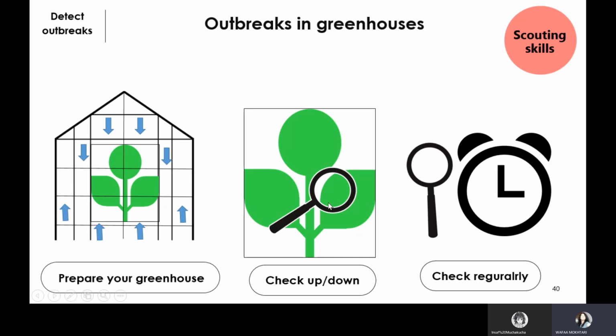Check up and down. Sometimes we have this kind of thinking that if we check only down or only up on the leaves, it is enough, because maybe some pests like whiteflies are just under the leaf, but sometimes no. So this is a skill you should have. Check regularly. Checking often makes you more prepared for any problem or any outbreak that may happen, either by a disease or by a pest.